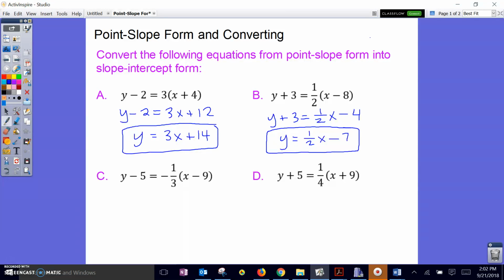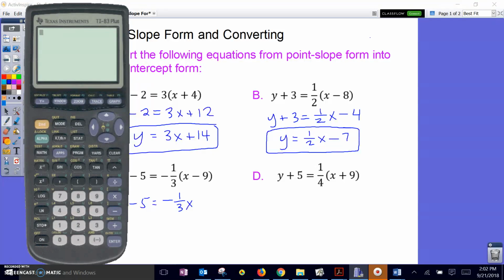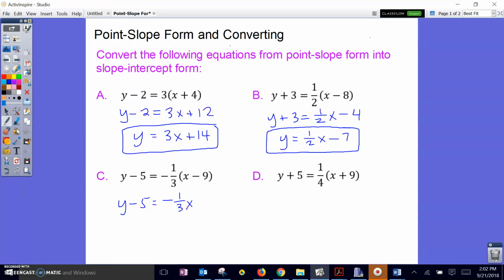We'll do the same thing in part C. We'll distribute. Negative 1/3 times x is negative 1/3 x. Negative 1/3 times negative 9. Well, if you have trouble with this one, take negative 1/3 times negative 9, and we get 3. Alright, plus 3. Alright, and now we want to get y by itself, so we'll add 5 to both sides. And we've converted it into slope-intercept form.